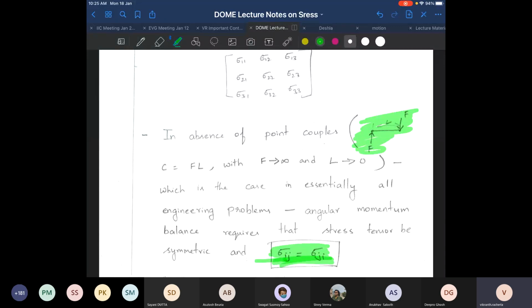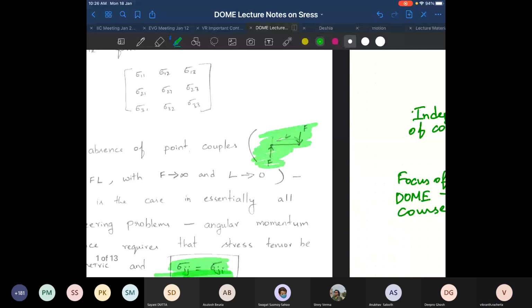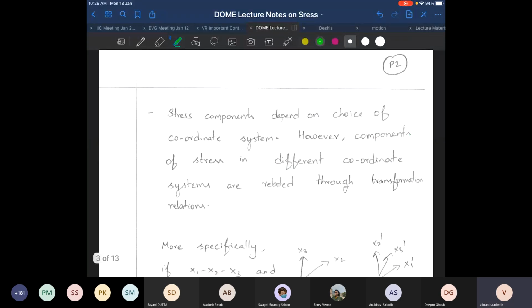What are the 3 constraints? Sigma 12 must be equal to sigma 21, sigma 31 must be equal to sigma 13, sigma 23 must be equal to sigma 32. So the symmetry of the Cauchy stress comes from the moment balance statement, and as long as you assume that Cauchy stress is symmetric, moment balance within the material will be trivially satisfied. It is the moment balance which is responsible for this symmetry of the Cauchy stress.